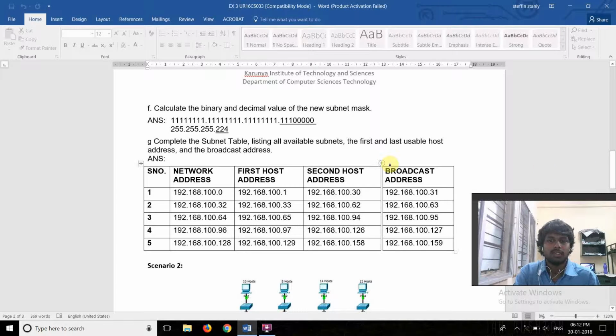So for the first subnet, the network address, the first host address, the second host address, and the broadcast address are like this. And with a difference of 32, we have the subnets used here from 0 up to 129.